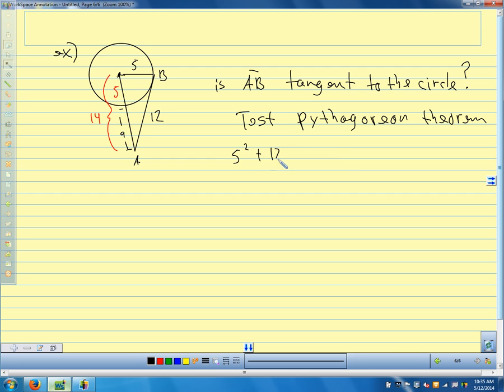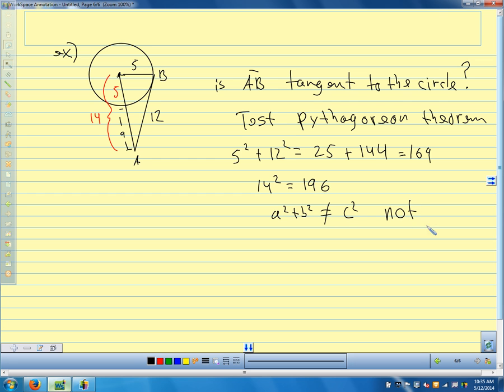5 squared plus 12 squared, 25 plus 144 is 169. 14 squared is 196. So a squared plus b squared does not equal c squared.